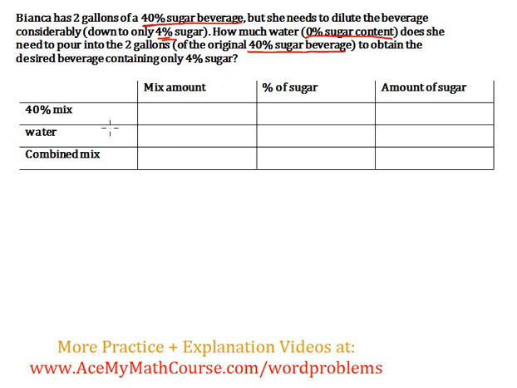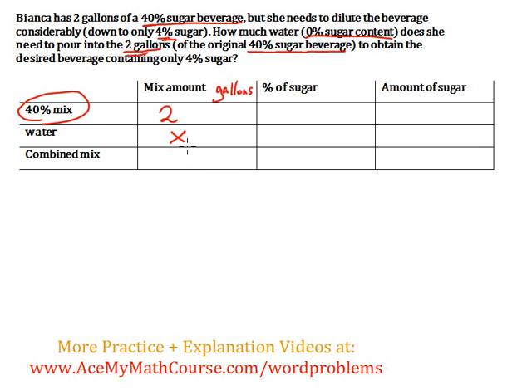So, okay, the 40% mix, the original mix, we know that there were 2 gallons of it. So the mix amount will always be in gallons. And we don't know how much water we're pouring into it. That's the question anyways: how much water does she need to pour into the 2 gallons? So I'm going to say that the mix amount of water is X.